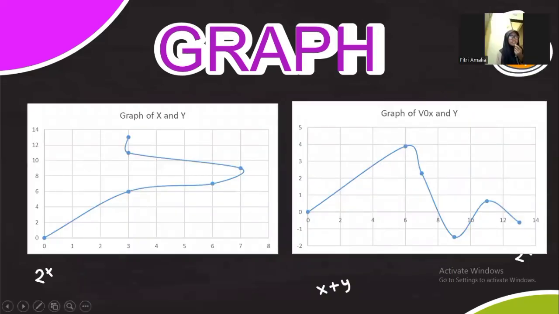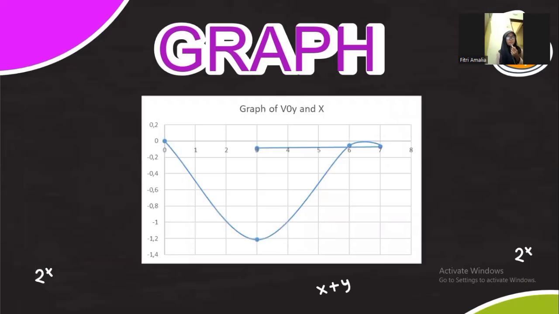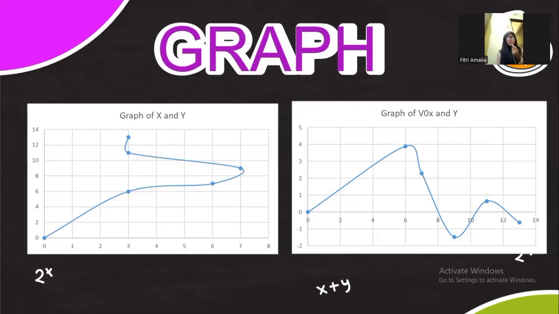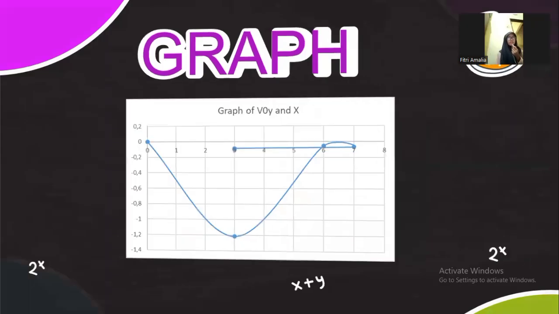The next is the graph figure, or the graph image, from the previous. So the graph of x and y shows like this. And the graph of v0x and y shows like this. The last graph is the graph of v0y and x. We can see the difference of the graph figure for the x and y variables and the v0x and v0y variables.